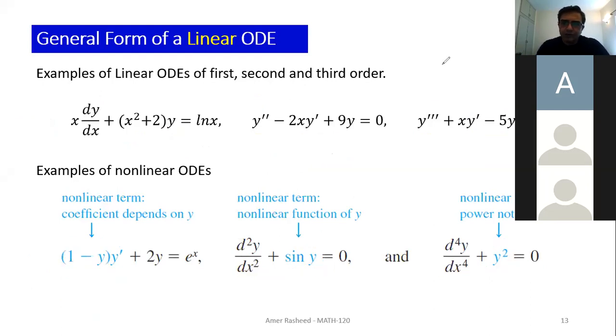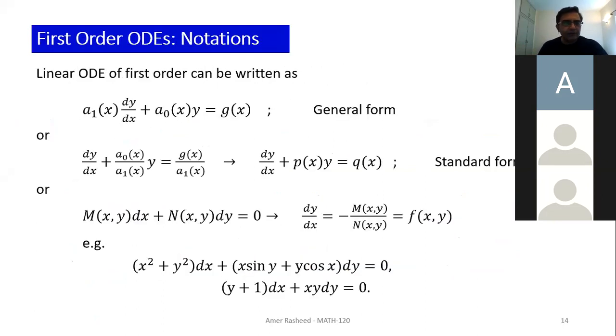Now let's go to the next slide. This one. Now we use different notations for first order ODEs. All the trigonometric functions will be non-linear if they appear in the differential equation as a function of the dependent variable, not the independent variable. Then the equation will become non-linear.